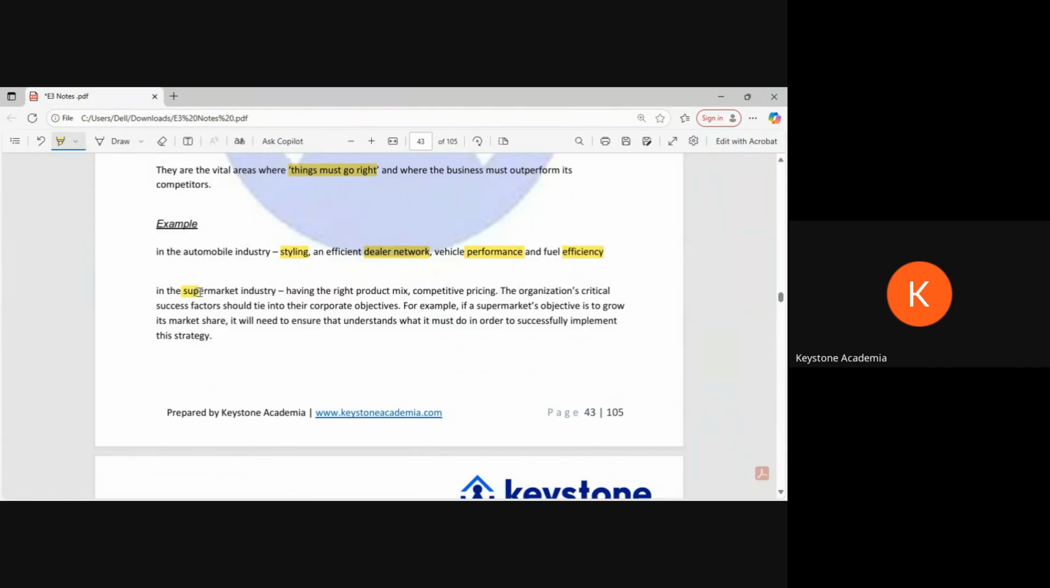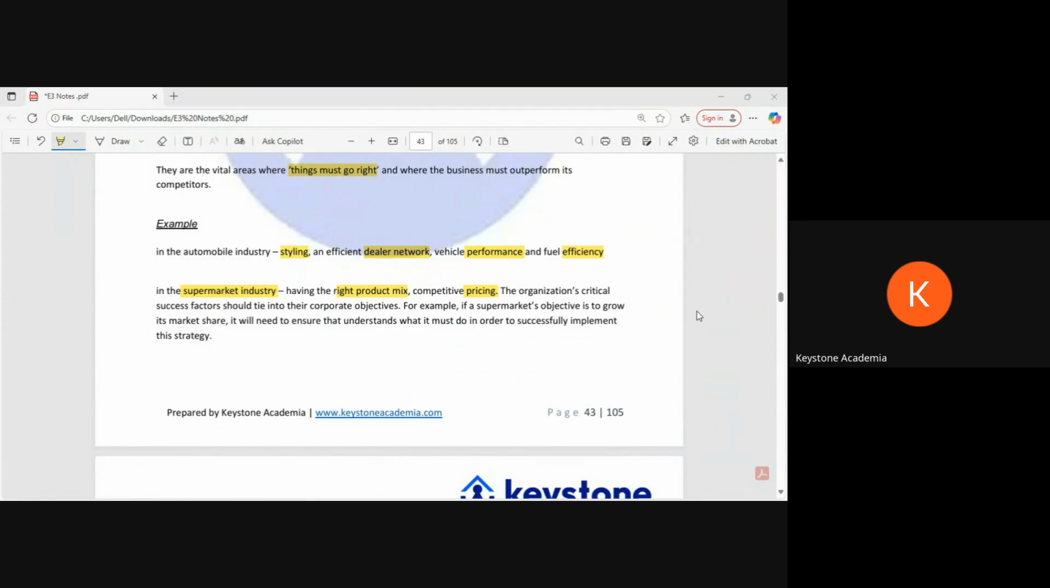In a supermarket, what can be the CSF? Usually people go to a supermarket because they don't need to go to different places, right? So what is the CSF? The right product mix. But now looking at others doing it, another thing can be price. Maybe another thing can be location, possible. For example, if a supermarket's objective is to grow its market share, it will need to understand what it must do in order to successfully implement the strategy. Does it make sense?